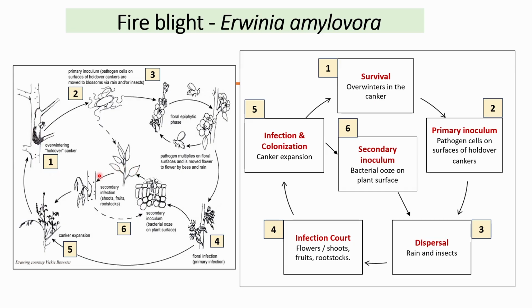then the bacteria will enter the shoots, fruits, and rootstock through wounds that can be made by storms or other insects, etc. And then the bacteria will be able to colonize new tissues in these organs, shoots, fruits, and rootstocks, and then they will also develop cankers. And on these cankers, the bacteria will be able to overwinter again, and the cycle will start again.